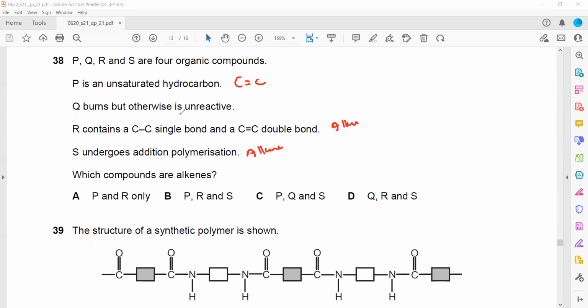About Q, they mentioned it can burn, but it is unreactive, but alkenes are reactive. Unsaturated hydrocarbon means a double bond is there. And if there is a single bond and a double bond, that is also categorized as an alkene. And if it undergoes addition polymerization, it is an alkene. So P, R, and S are actually alkenes.